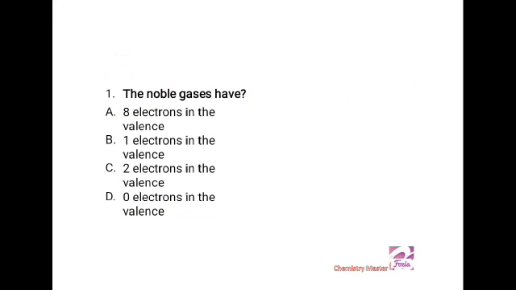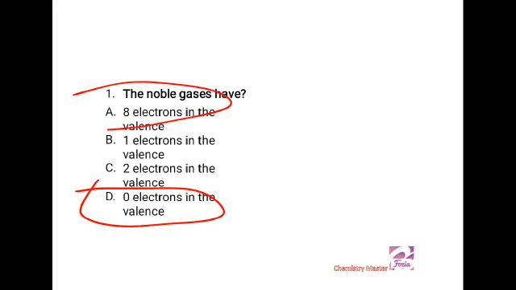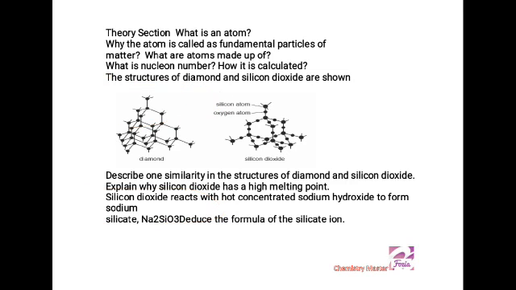Now the next one: the noble gases have option A, 8 electrons in the valence shell, B, 1 electron in the valence shell, C, 2 electrons in the valence shell, and D, 0 electrons in the valence shell. So if it is not possible, it can't exist. 0 electrons in the valence shell means there's nothing in the atom. What about having 8 electrons? I just used this hint before: having 8 electrons means following the octet rule, which is the sign of stability that all the elements try to achieve.